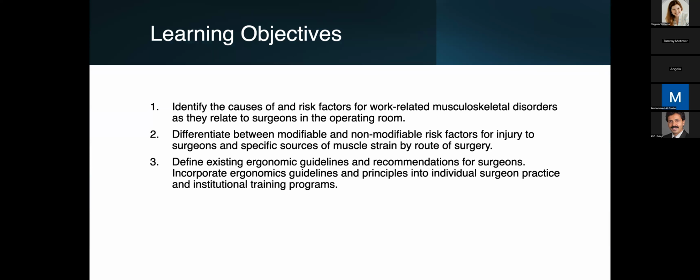So today, we're going to go over some learning objectives. We're going to try to identify causes and some work-related risk factors for musculoskeletal disorders as they relate to us in the operating room. And we'll try to differentiate between modifiable and non-modifiable risk factors and specific sources of muscle strain by route of surgery. And we'll try to go over some of the existing ergonomic guidelines and recommendations out there for surgeons. And we'll try to see if we can come up with some ways that we can include this into our practice.